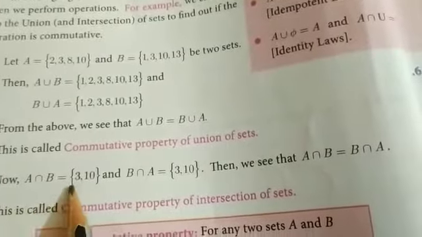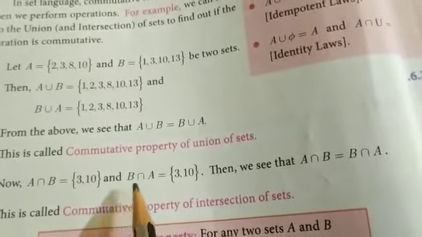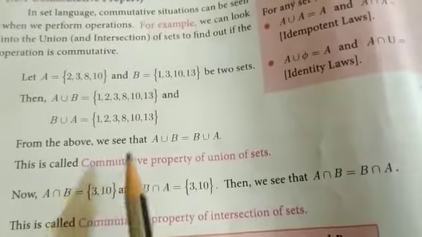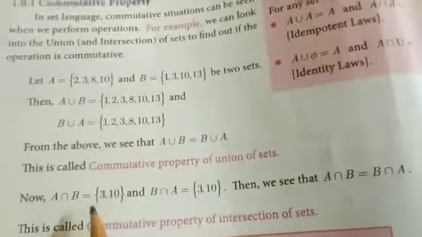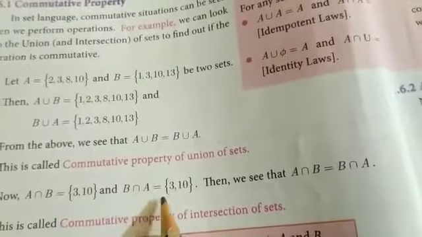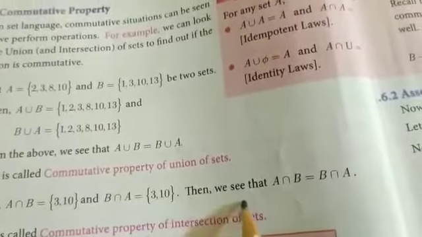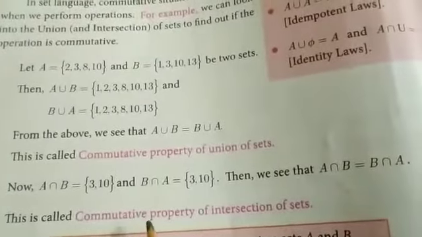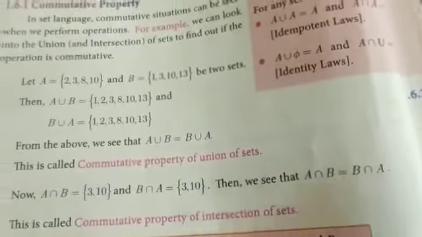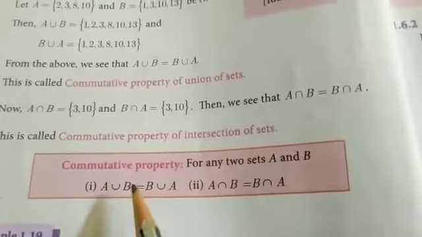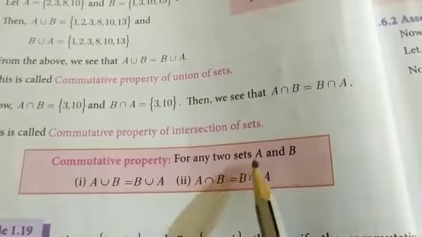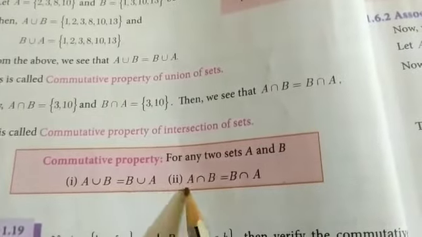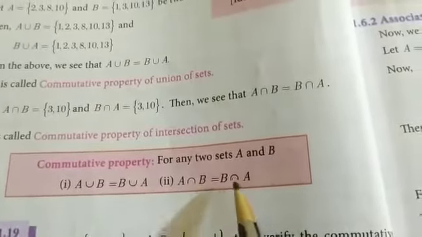Now A intersection B equal to {3, 10} and B intersection A equal to {3, 10}. Intersection means the common values, so 3, 10. Then we see that A intersection B equal to B intersection A. This is called the commutative property of intersection of two sets. This is the commutative property of any two sets A and B. First part, A union B equal to B union A. Second part, A intersection B equal to B intersection A.